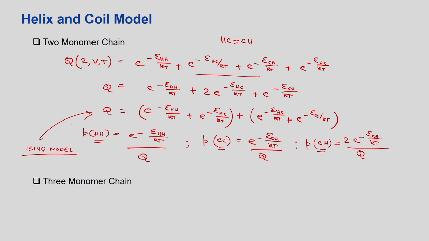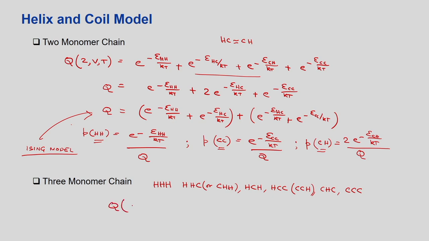For three monomers, same thing again. What are the different possibilities? You can have HHH, or HHC, or CHH, both are same. Or I can have HCH for a three monomer chain, or HCC, or CCH, both are same. Then I can have CHC or I can have CCC. 1, 2, 3, 4, 5, 6, six possible states.